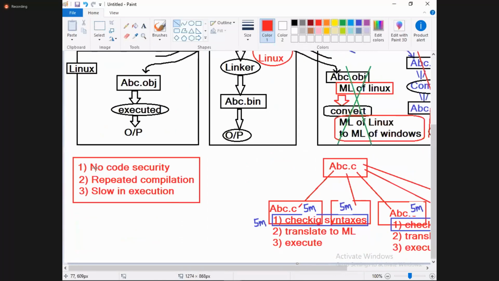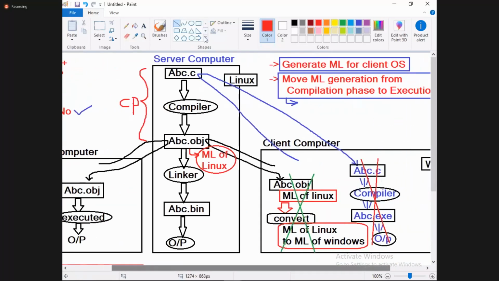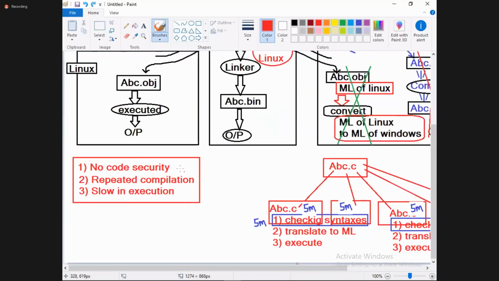Okay, what is the problem? First one is what? First problem is what? No code security. Why is code security an issue? Because another client programmer can read that code. Okay, tell me, if I convert this source code into human being not understandable code, this code security problem is solved. Rabuji, are you catching my point? If you convert this source code into human being not understandable code, problem solved.